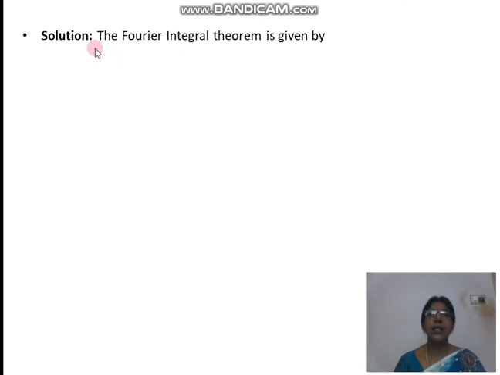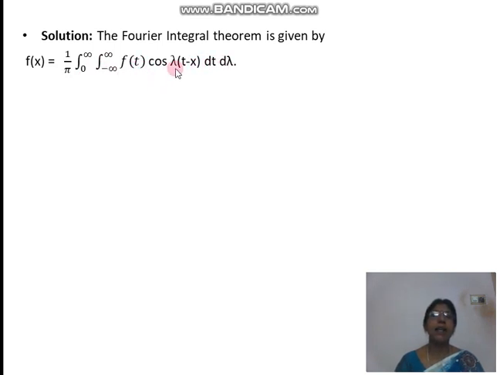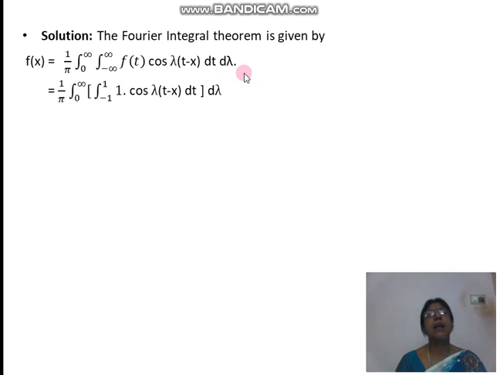Okay, now we see the solution. The Fourier integral theorem is given by f of x is equal to 1 by pi integral 0 to infinity, integral minus infinity to infinity, f of t cos lambda (t minus x) dt d lambda. Double integral. First one is for t, f of t dt, we have to integrate the t terms, then 0 to infinity. Now what is the f of x function? F of x is equal to 1 for minus 1 to 1. The function is defined only for minus 1 to 1. F of x is equal to 1 in this interval, so f of t is also 1 in the same interval minus 1 to 1.